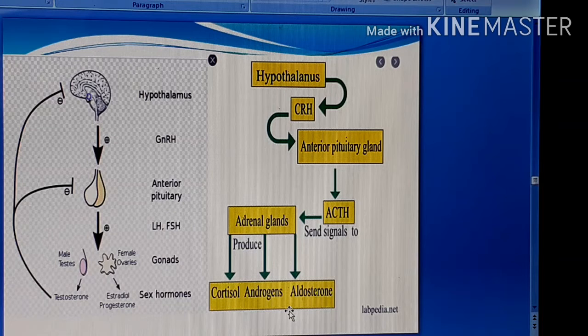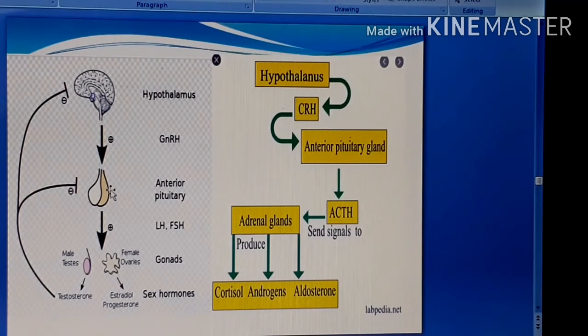If the level reaches the normal physiological level, then the concentration of these steroidal hormones in the blood is detected by the hypothalamus, and it stops the release of CRH and hence ACTH and hence the steroidal hormones. In this particular case, as androgen is also synthesized in the adrenal cortex, in this case only androgen and estrogen are synthesized.